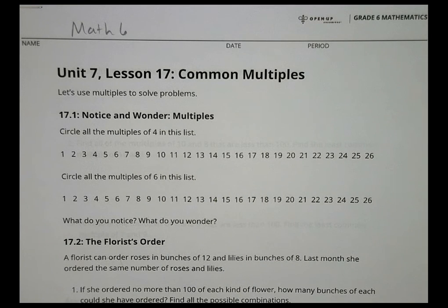Hey, this is Math 6, Unit 7, Lesson 17 on common multiples. We're going to use multiples to solve various problems. So first of all, we have a notice and wonder activity.